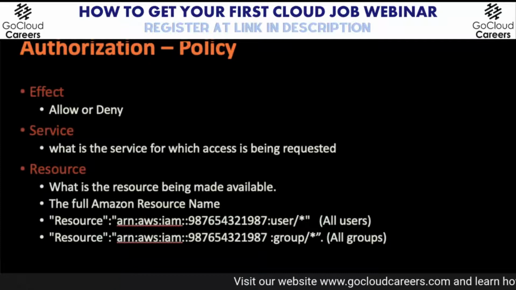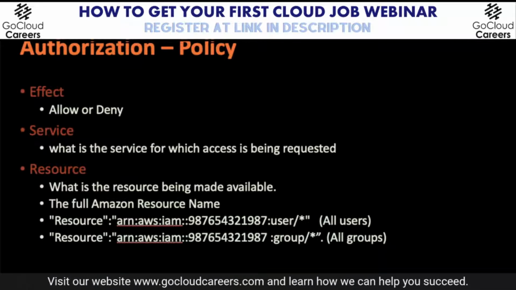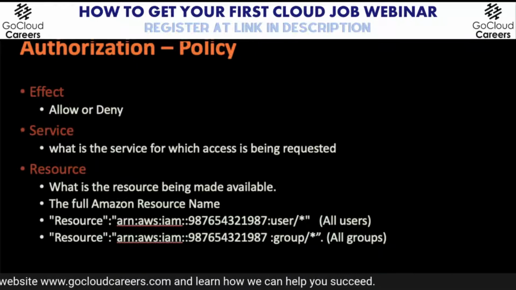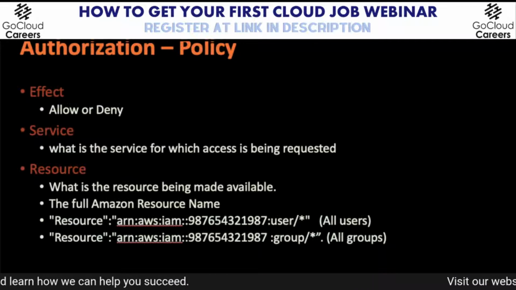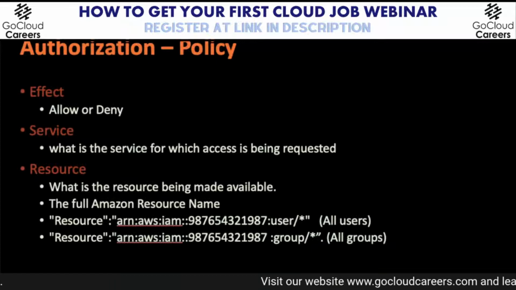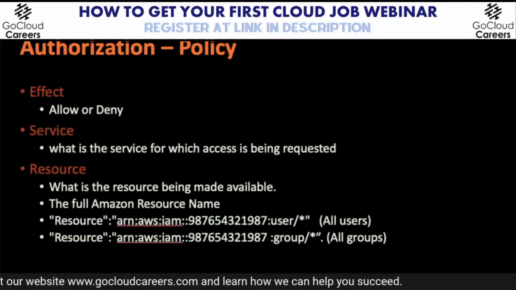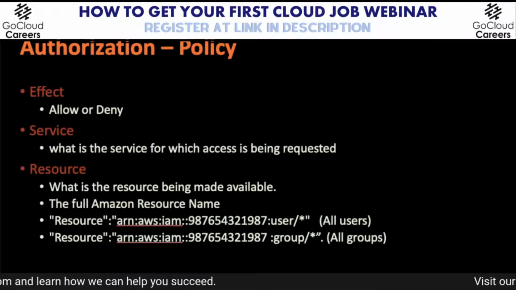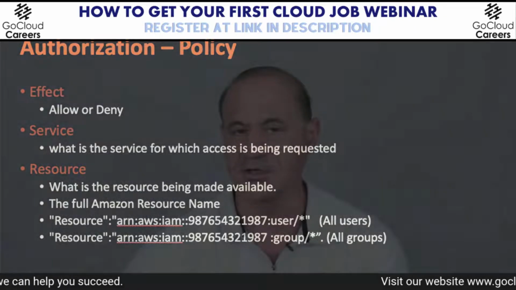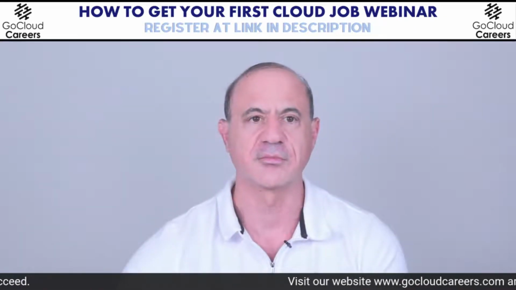Then it's going to be the service. Do I allow them to access this service versus this service? And then we can get pretty granular and specific. And that's where you use the Amazon Resource Name, which you can see over here, where it says resource in quotes, and then inside the quotes you've got an ARN : AWS : IAM : and then you've got those numbers. That's a specific resource. So that's typically the way you would write a policy to determine who can access what.